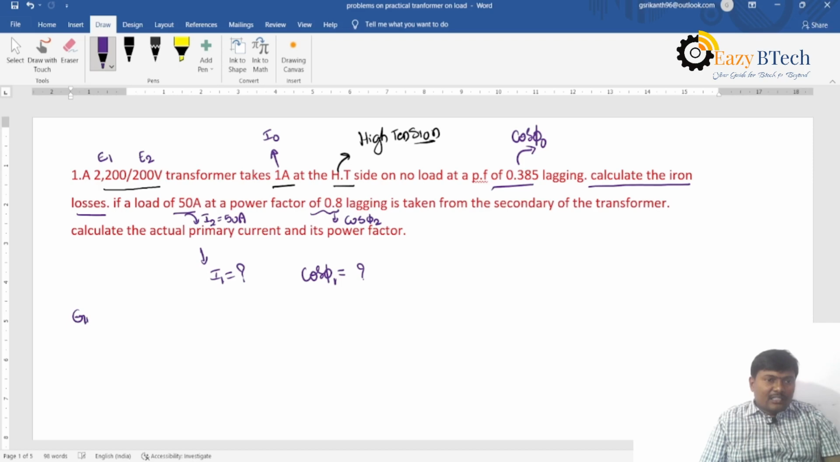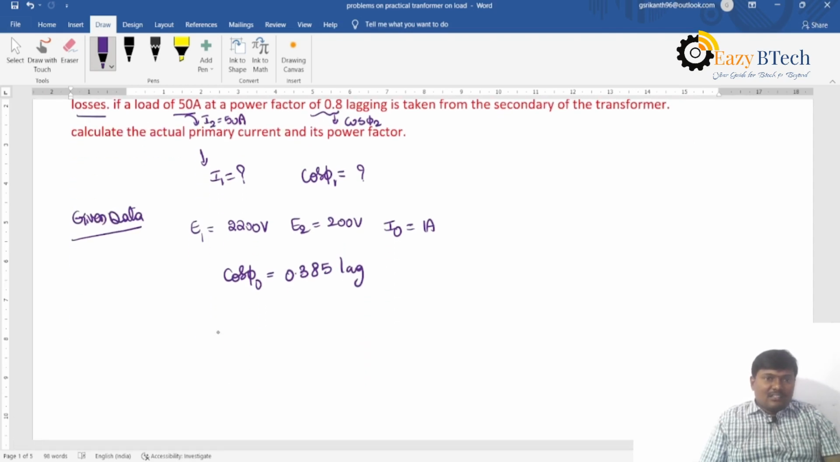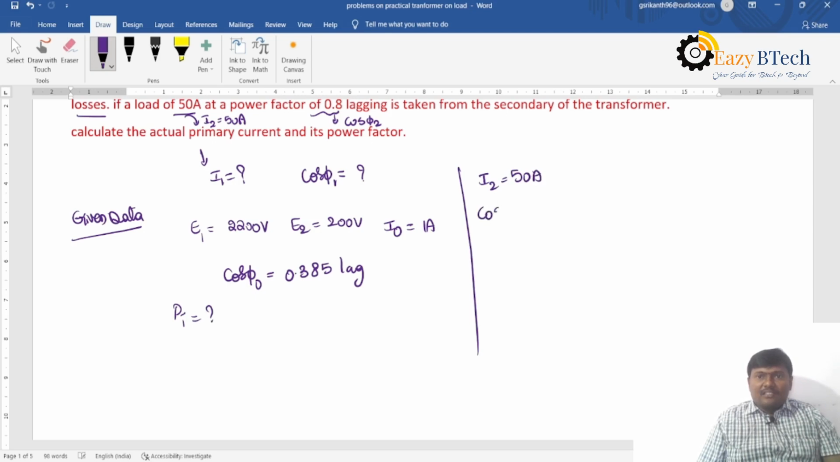So in the given data, E1 is equal to 2200 volts, E2 is equal to 200 volts, the no load current is 1 ampere, and the no load power factor cos phi naught is 0.385 lagging, and the iron losses are how much? The first one is iron losses, and these are the no load conditions, and the load current is 50 amperes, and the cos phi 2 is 0.8 lagging.